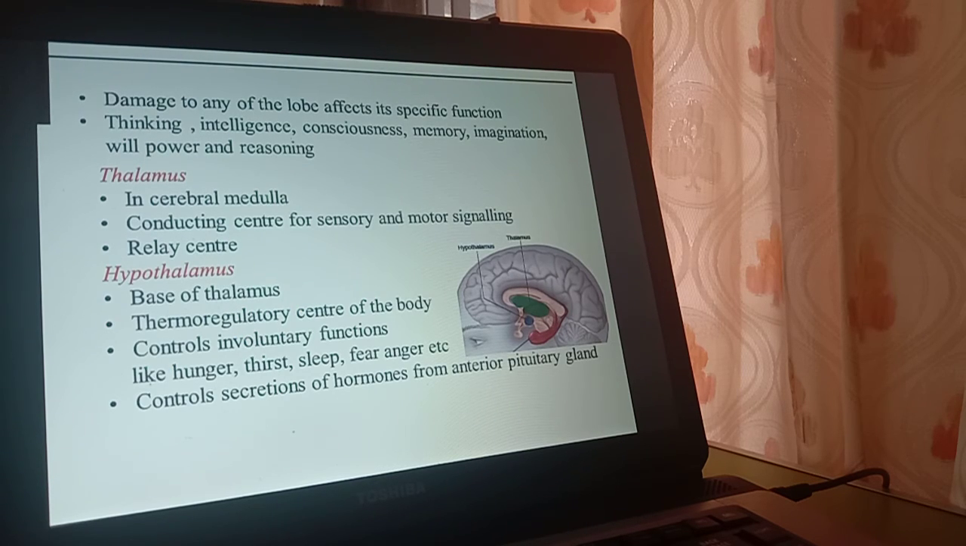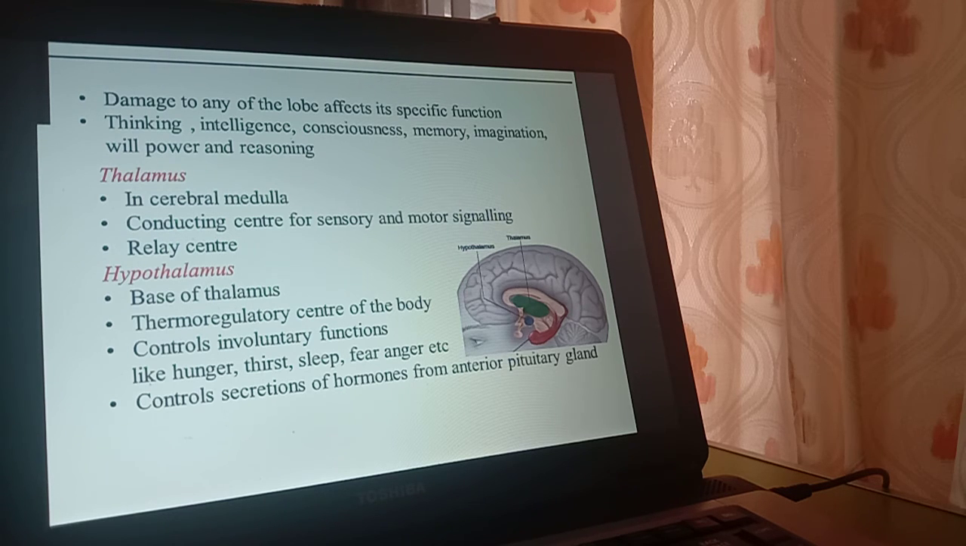Now, each of these lobes has its own function. Damage to any of these lobes can affect specific functions, which include thinking, intelligence, consciousness, memory, imagination, willpower, and reasoning. So each of these areas has a specific function, and damage to any of them would affect that particular function.